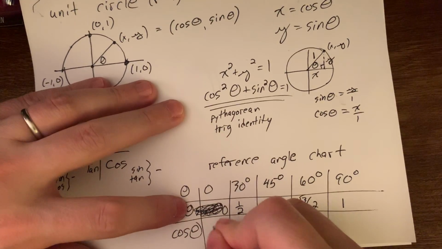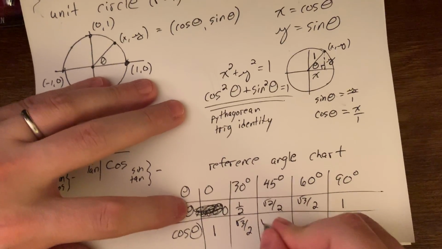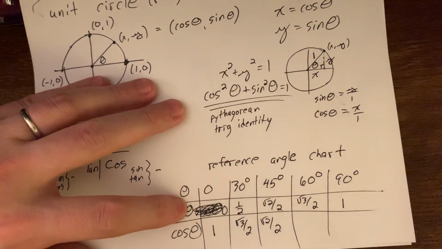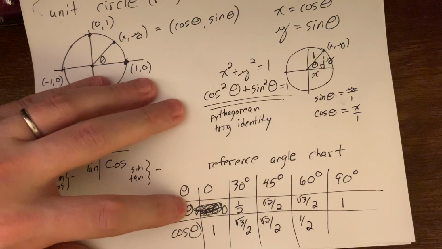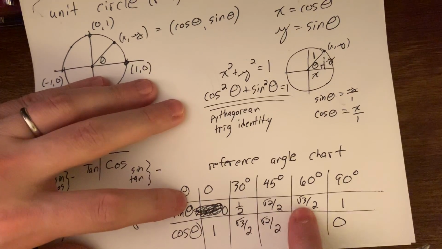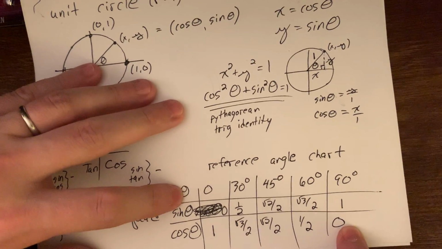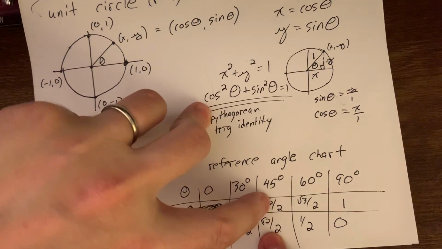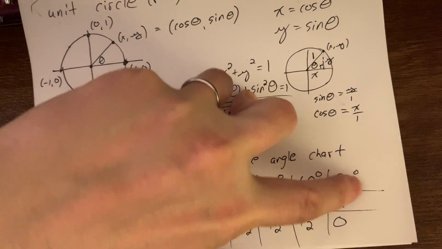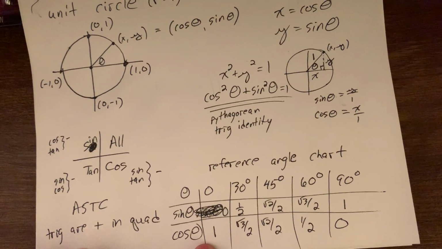Cosine of 0 is 1, cosine of 30 is radical 3/2, cosine of 45 is radical 2/2, cosine of 60 is 1/2, and cosine of 90 is 0. Same values I had here, just filled in the opposite order. I could have started here with 0, then did the 1/2, then the rad 2/2, then the rad 3/2, and then the 1.